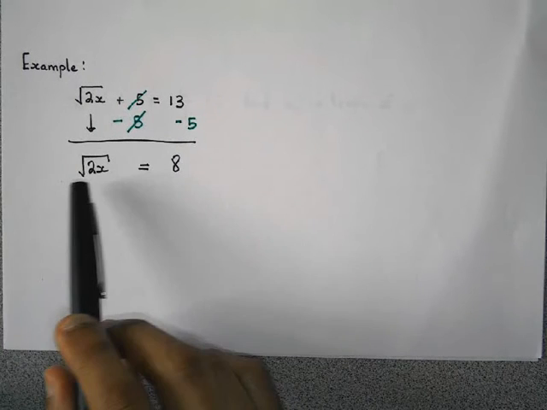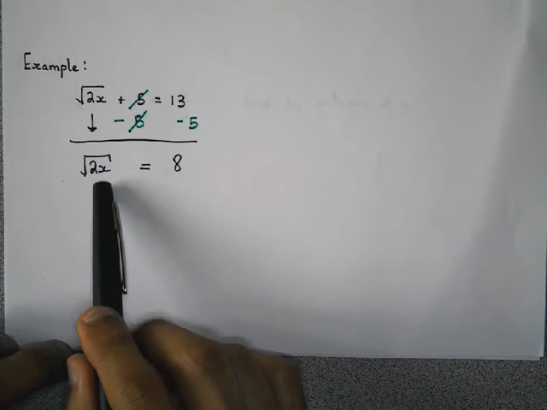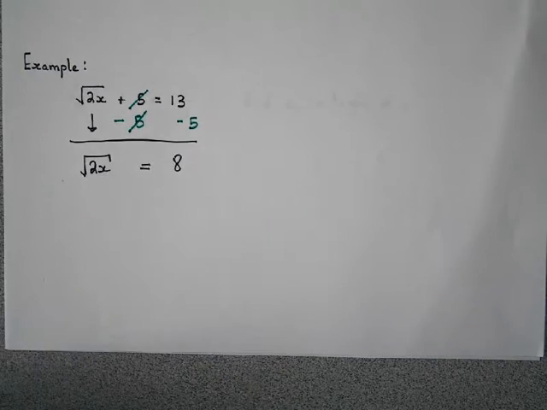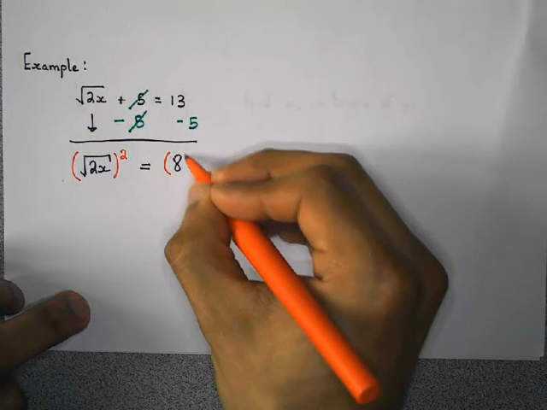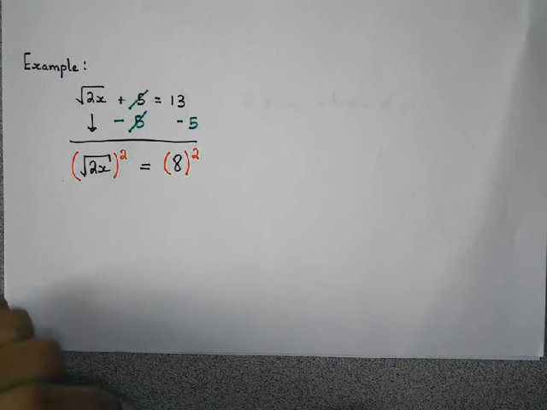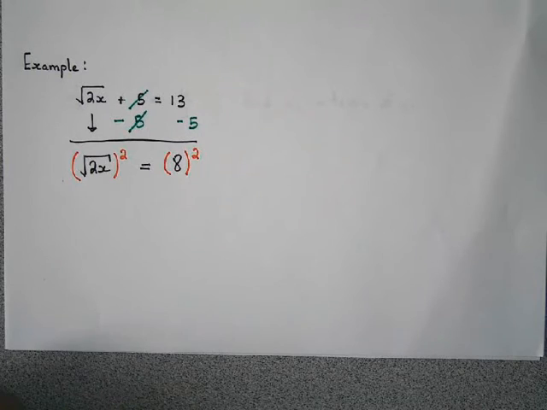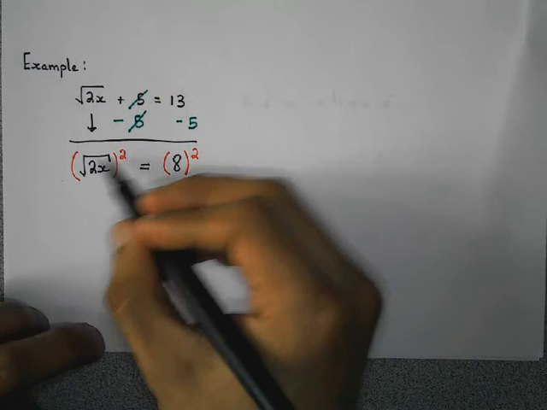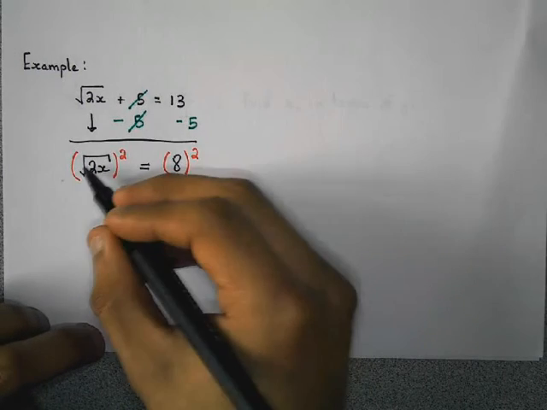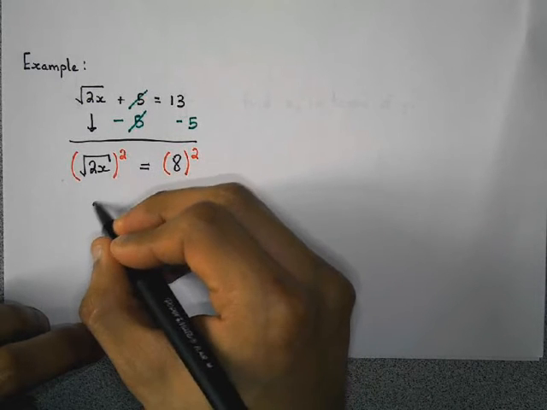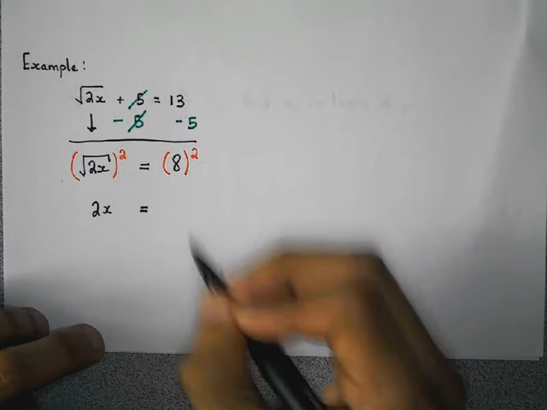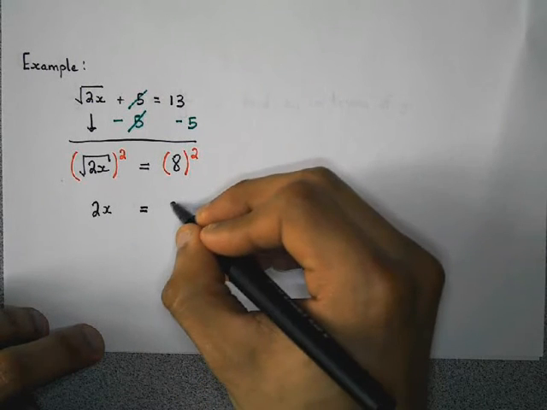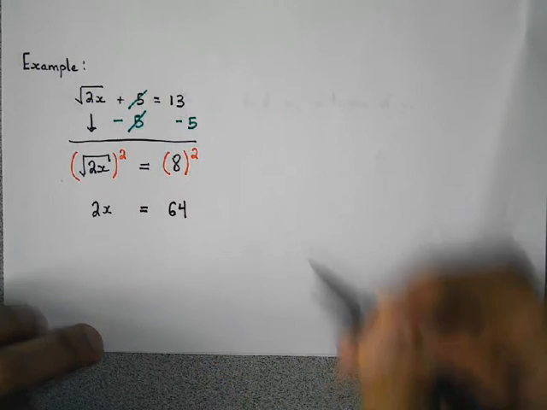Now the question is, you have a square root of 2x, so how do I undo that square root? Well, to undo the square root, I can simply square both sides. If I square both sides, the square root and the square will undo each other. They're inverse operations. So I'm just going to be left with whatever's on the inside, which is 2x. Here I'm going to be left with 8 squared, which is simply 64.